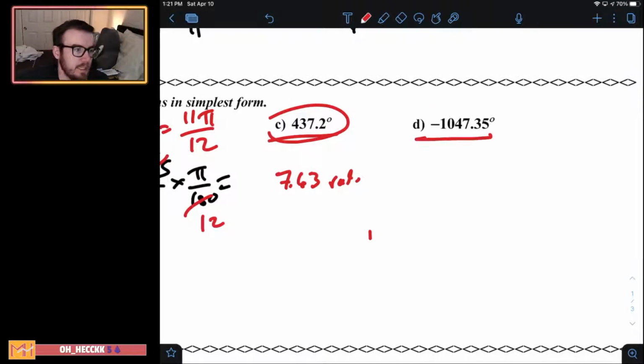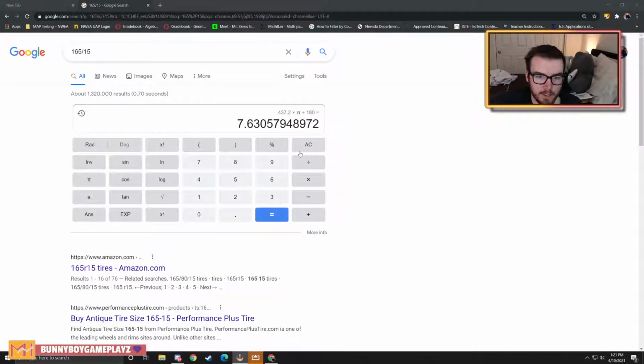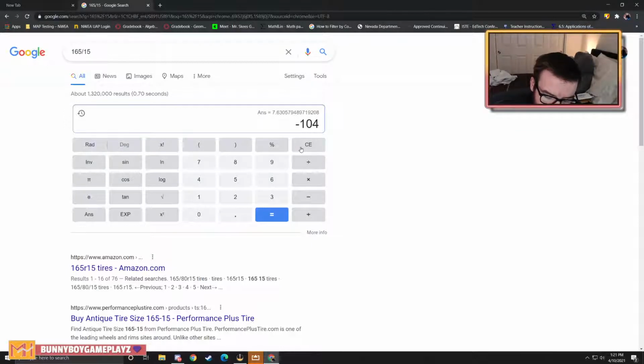And the same idea here with this negative angle measure as well. Negative 1047.35 times pi over 180 gives me my radian measure of negative 18.28. Okay?